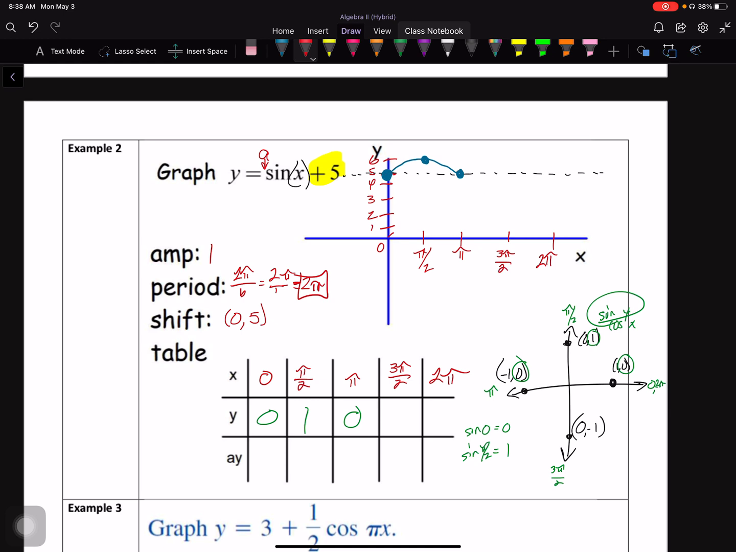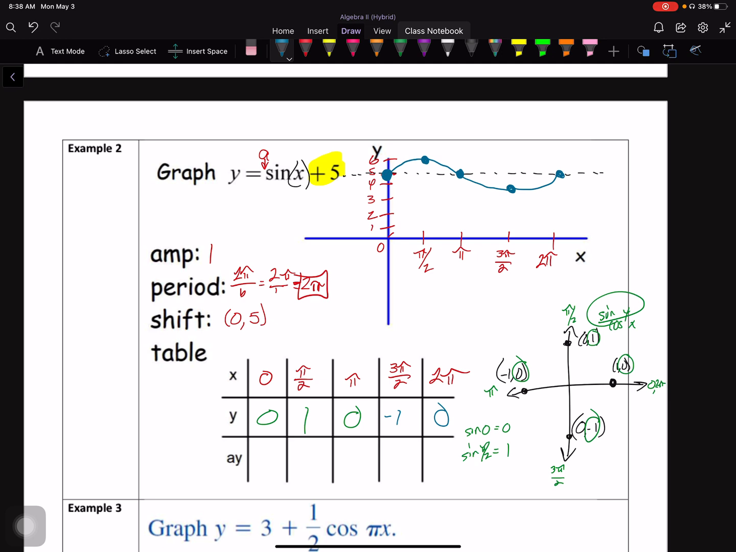At 3 pi over 2, you can probably predict what's going to happen, but here it is. It is negative 1. So we'll come down here. We'll go down 1 from where we were starting. And then at 2 pi again, we have 0, so we're going to come back up to 2 pi. So everything is the same, except now we are shifting our graph up or down.